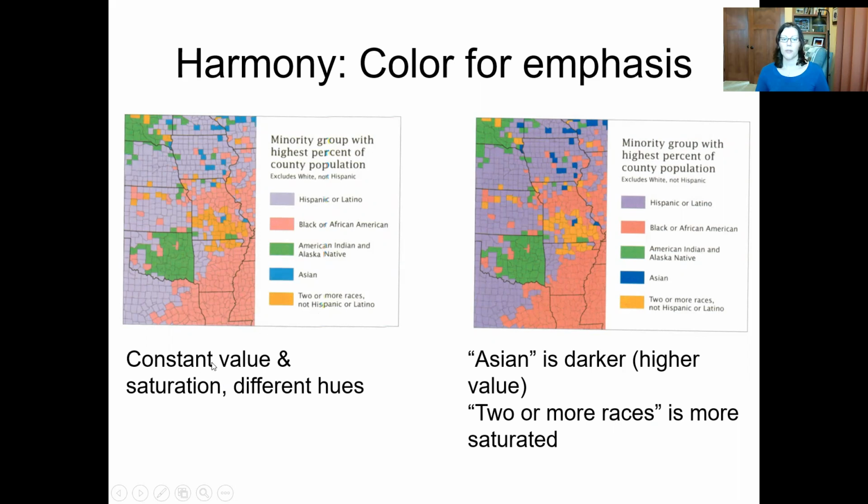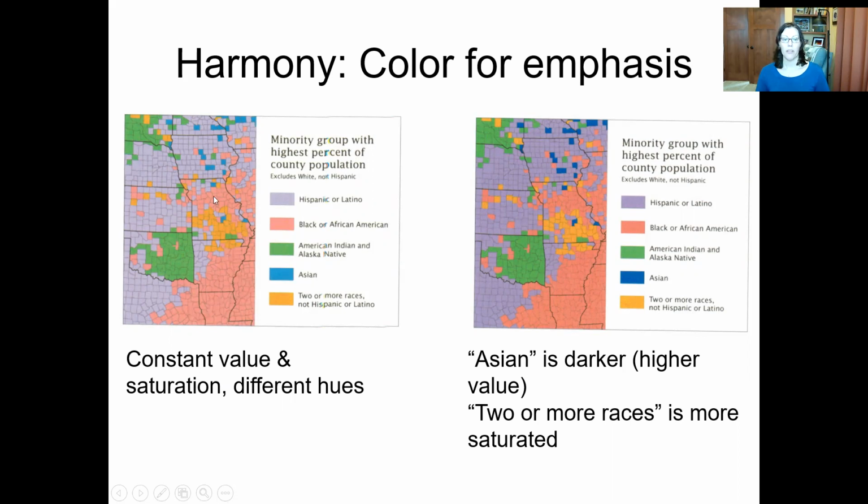With different hues but a constant value and saturation, you get this map that's fairly pleasing. All of these look somewhat similar, nothing really pops out at you. They're all just a flat, I would say, harmonious set of colors. On the right side, though, well, okay, before we look at the right, look back at the left and notice that some of these are more common, right?